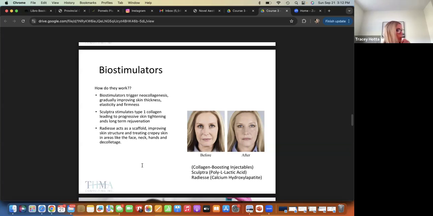Sculptra is made of poly-L-lactic acid, or PLLA, and Radiesse is made with calcium hydroxyapatite. They have different ingredients and work a little differently, but they both really help increase collagen production in your skin. They often involve a series of treatments as well.